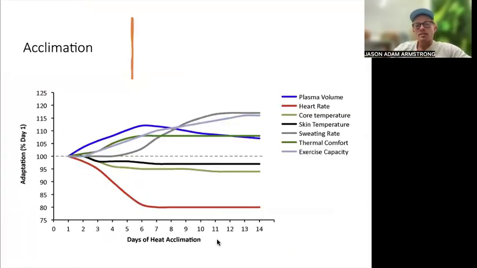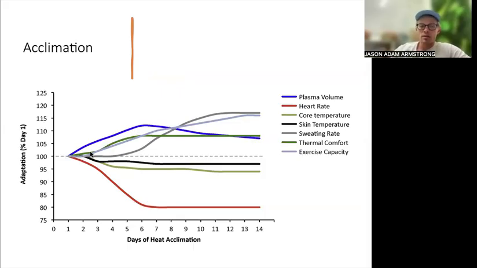So what happens then with acclimation? We can acclimate to a lot of different environments. This is just a time course of adaptation. Day one, I am now training in a hot environment. And what I see is that plasma volume starts to increase, so literally the amount of water in my blood starts to increase across time.